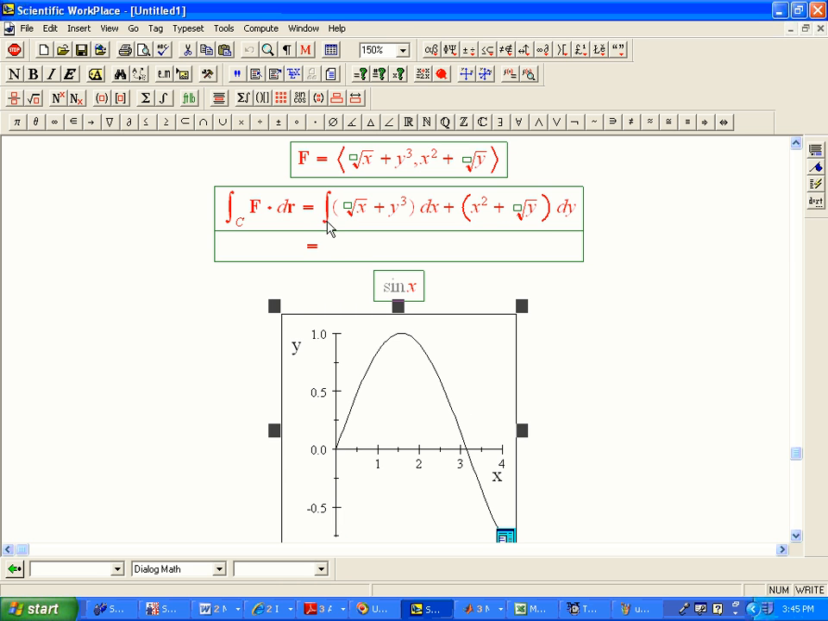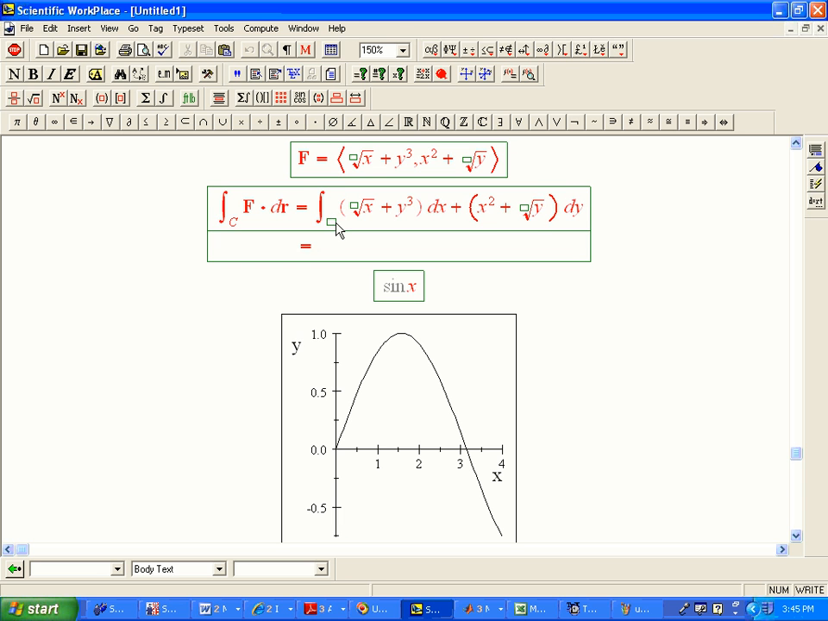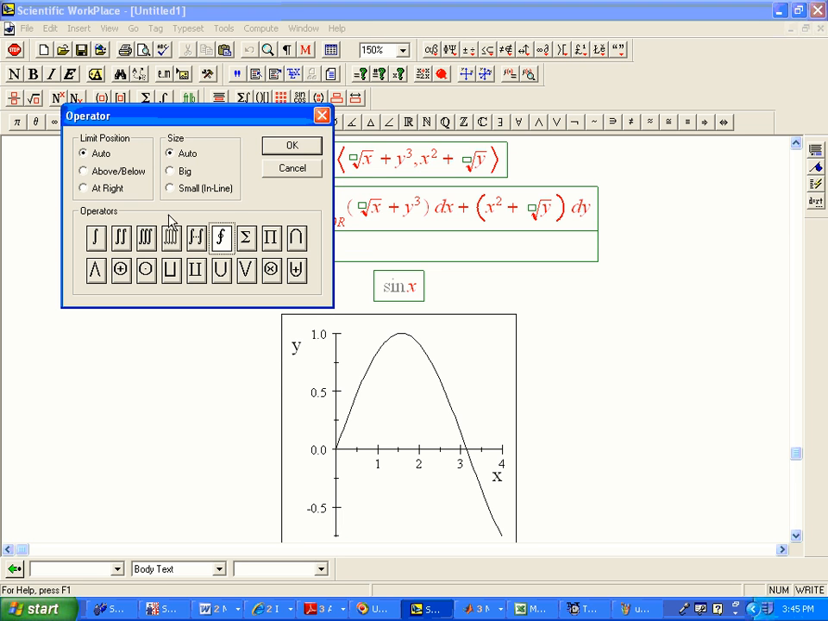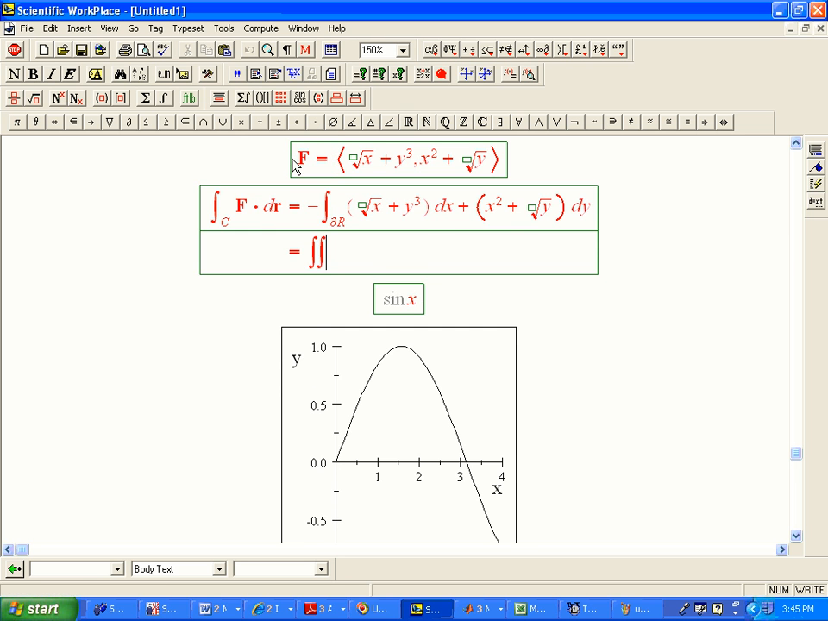So this curve is the negative, so I'm going to take the negative of that, and then the negative of that is actually going to be the boundary of the region, and that region is in here. Now we can use Green's theorem. That turns into a double integral over R of the scalar curl of this vector field. So you take, this is P and this is Q, you take dQ/dx minus dP/dy.